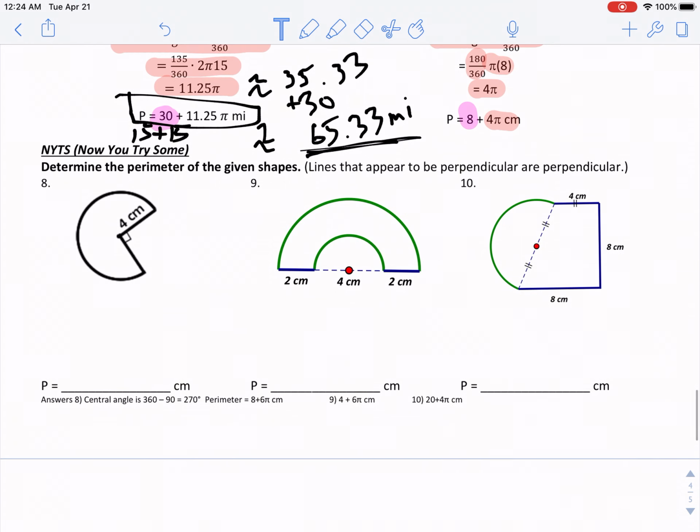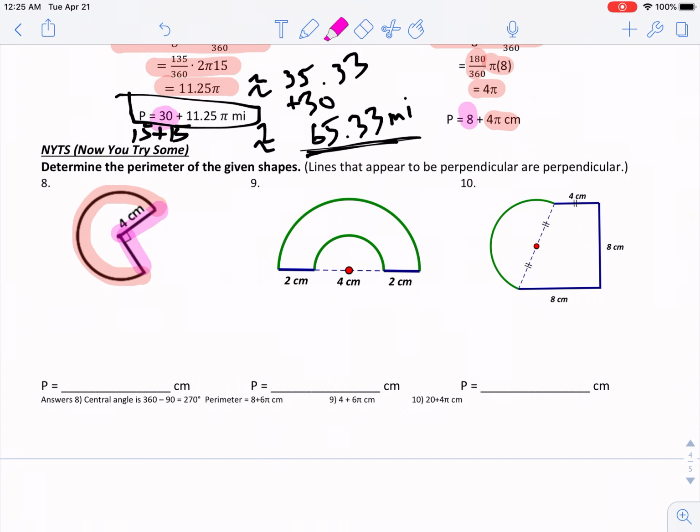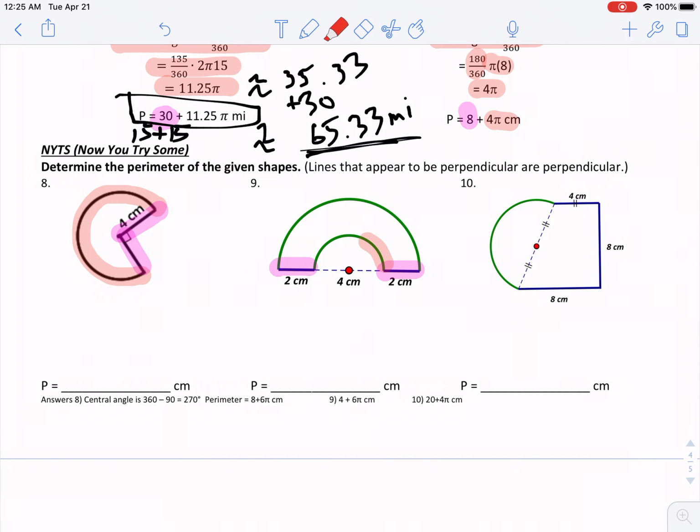All right, down here, there's 3 to try. This one, kind of Pac-Man. Find the distance around Pac-Man. So we have this arc, and we got those 2 straight edges. For this next one, it's kind of a rainbow. We have those 2 straight edges, and we got the inside arc and the outside arc.